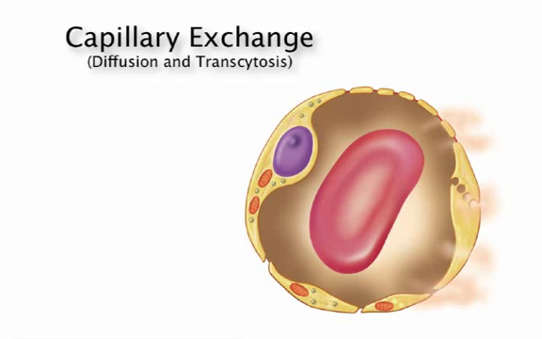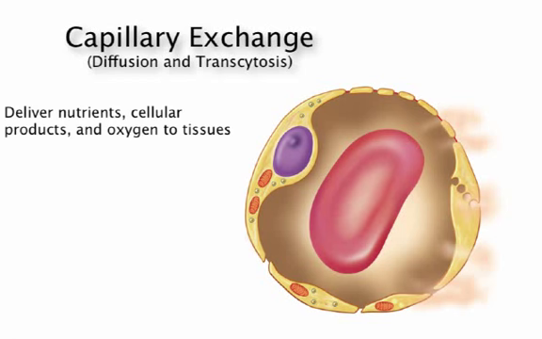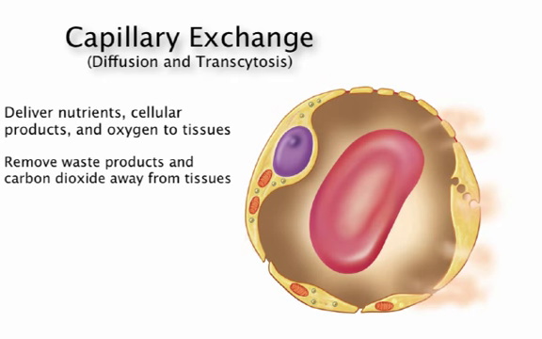We know that among other main purposes of blood is to deliver chemicals like glucose and other nutrients, the products of cellular activity like antibodies and hormones, and oxygen to the tissues, as well as carry metabolic waste products like carbon dioxide and urea away from the tissues. Therefore, these materials must move back and forth between the vessels and the tissues. This mostly happens in the capillaries, and it's called capillary exchange.